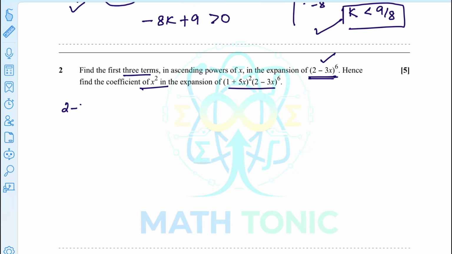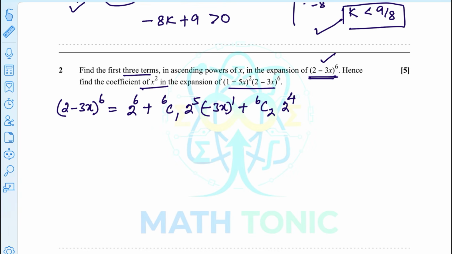We have (2 minus 3x) to the power 6, right? In the formula, a to the power n, n is given as 6, right? And then we have 6C1 times 2 to the power 5 times (minus 3x) to the power 1. Again, it is 6C2 times 2 to the power 4 times (minus 3x) to the power 2. Are you getting it? Because if you see the question here, we have to expand it up to how many terms? Up to ascending powers of x, right? First three terms is given. So yes, this is the first term, second and third term.